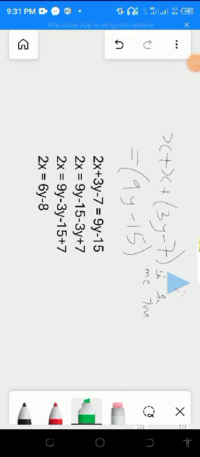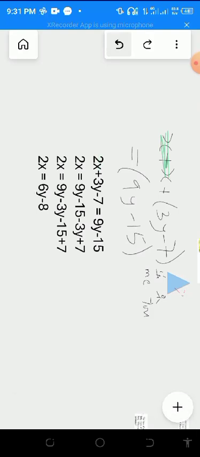Now pay very close attention to what I'm doing here. You see that from this side we have 2 of the x. So that's how I got my 2x here, right? Okay, so step by step, and then let's see the second one. And then here I just take off the bracket, that is it, 3y minus 7. Everything is equal to 9y minus 15, right?